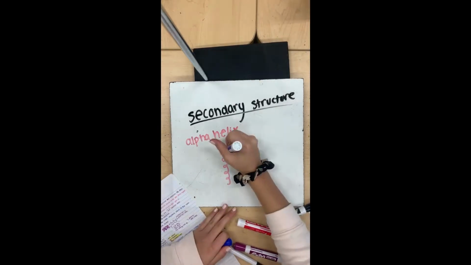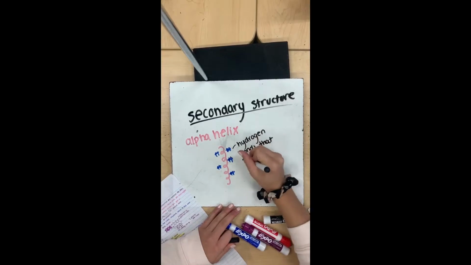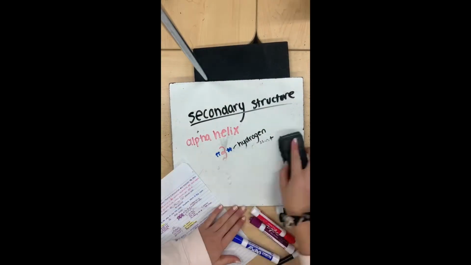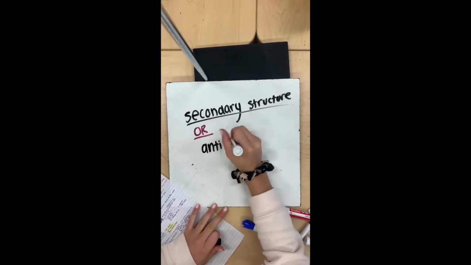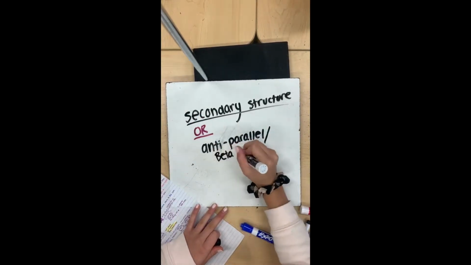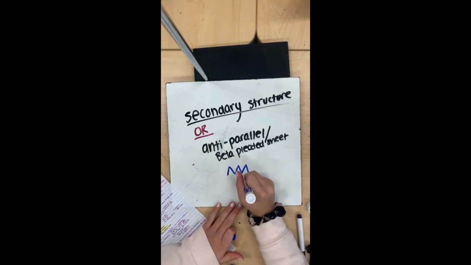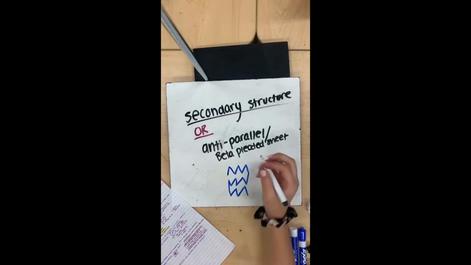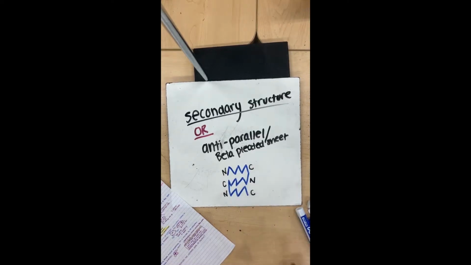There is the alpha helix, which looks like a coiled structure. This has hydrogen bonds that run up and down it, and it stabilizes the coiled structure, or the alpha helix. The second way it can be represented is the antiparallel or the beta pleated sheet. It looks like this. And you have the amino end, which is the N, and the carboxyl end, which is the C, which line up with each other.